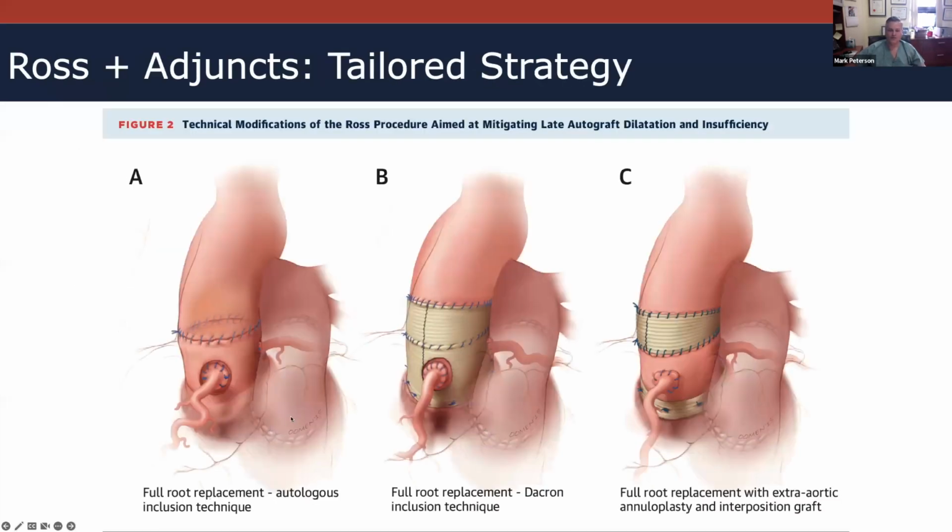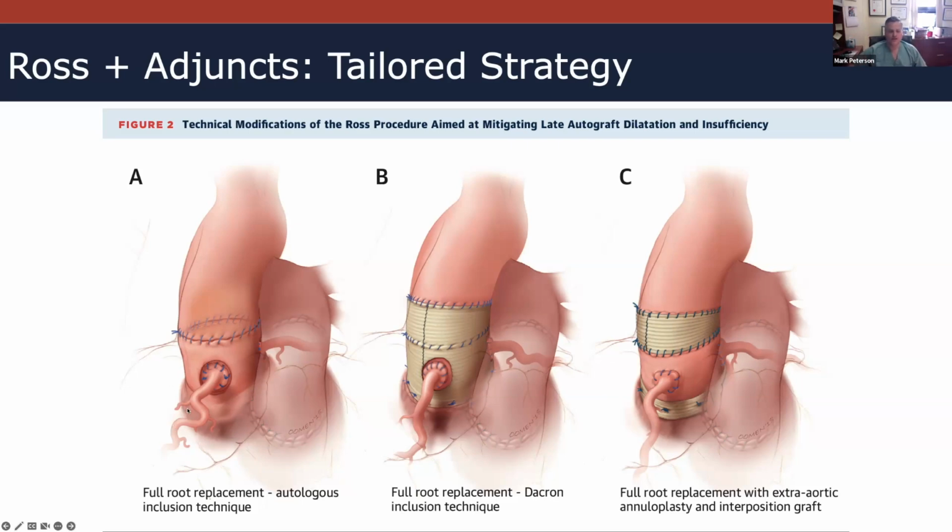So if those who know the Ross literature well, people will say, well, patients with aortic annuli over 27 millimeters have a higher failure rate. Well, that was true in the literature. However, there are strategies to mitigate that, which may improve the long-term outcome of patients with annular dilatation.